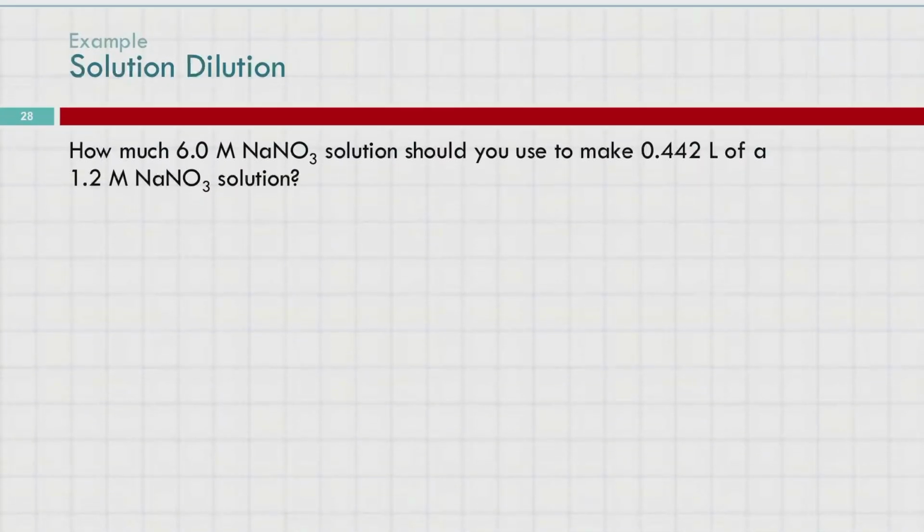As an example, how much 6 molar sodium nitrate solution, what is how much asking for?